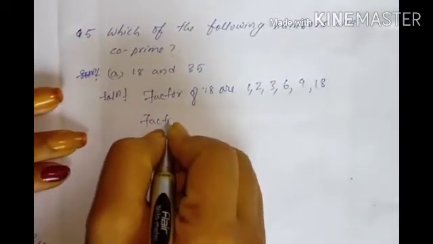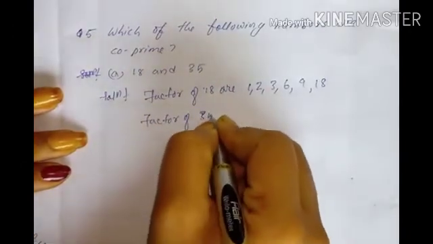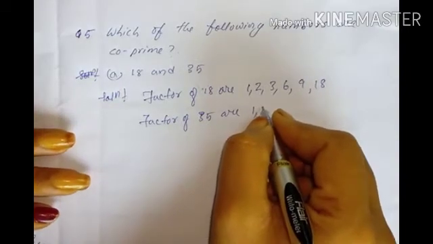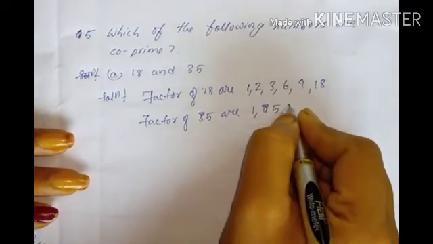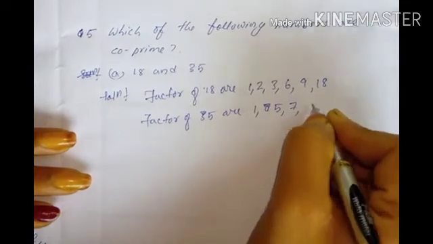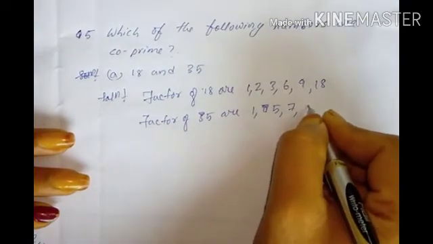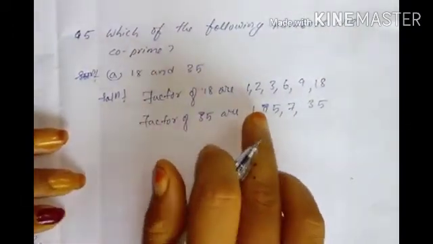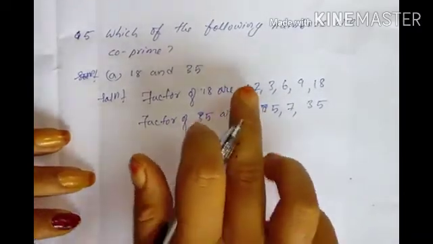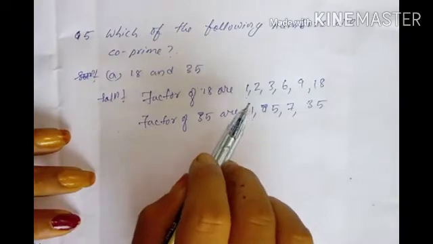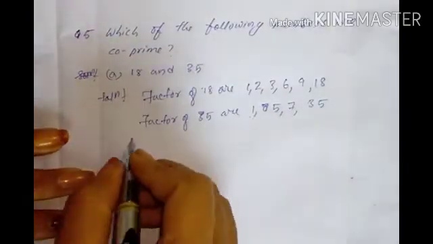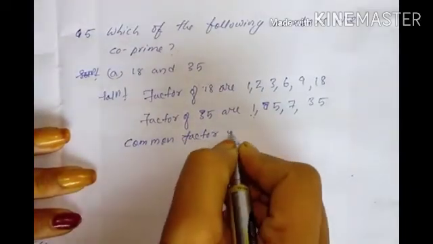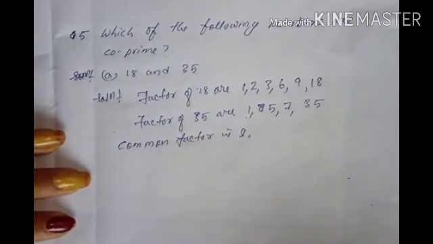In the same way, now the factors of 35. The factors of 35 are 1, 2 is not a factor, 3 is not a factor, 4 is not a factor, 5 is a factor because 5 sevens are 35. Now 6 is not a factor, 7 is a factor. Then if we repeat, it will come to 35. Now here you can see the common factor. Which number is common here? Only 1 is common, isn't it? The common factor is 1.